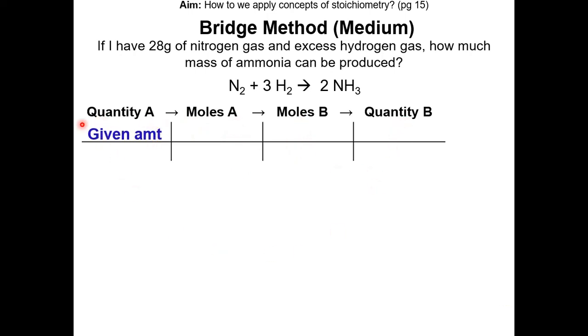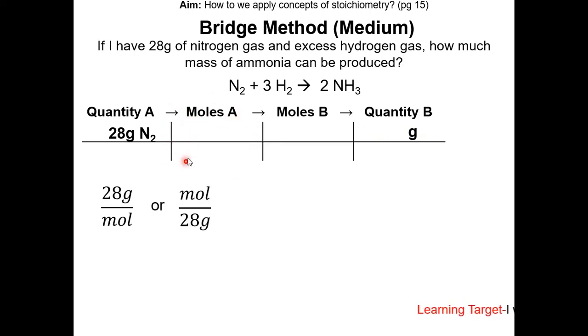The top box of the first column is always the given amount in the question. The top box of the last column is always the unit you want. So based off the question, the given amount of quantity A is 28 grams of N2 gas. The unit we're solving for NH3 is mass, so that'll be in grams. The next step is to fill in column 2 with the conversion factor of mass to moles. 28 is the GFM of N2.